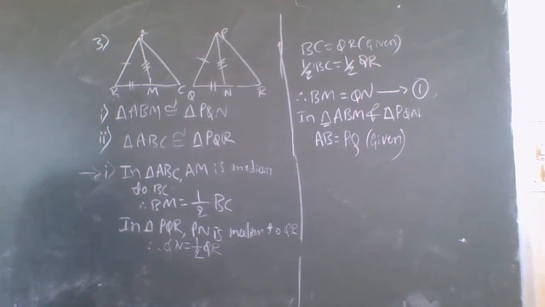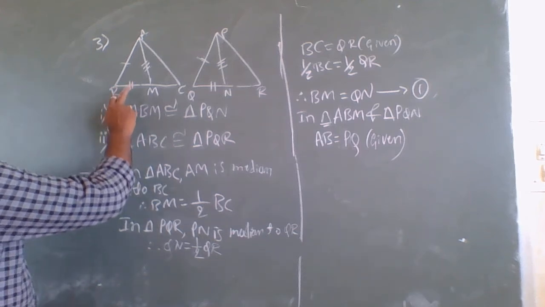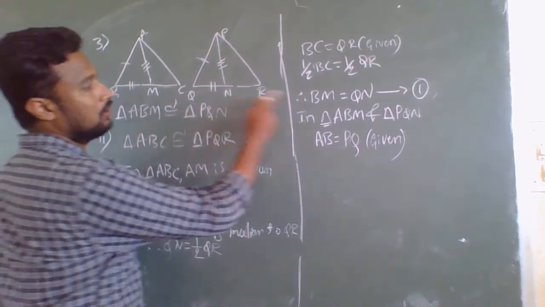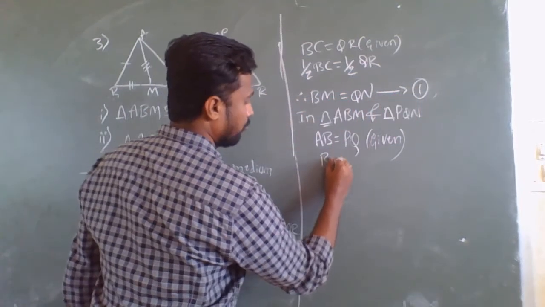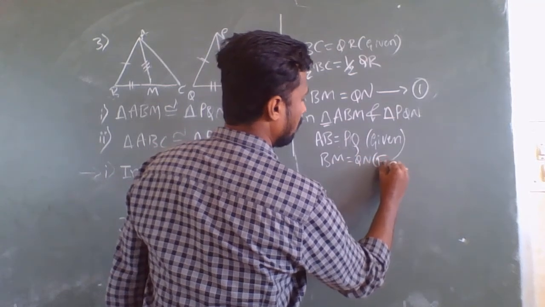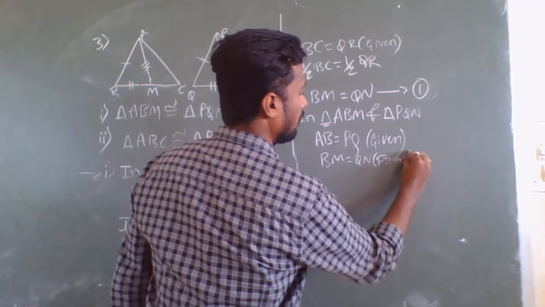Next, this BM is equal to QN. We know that BM is equal to QN from 1.